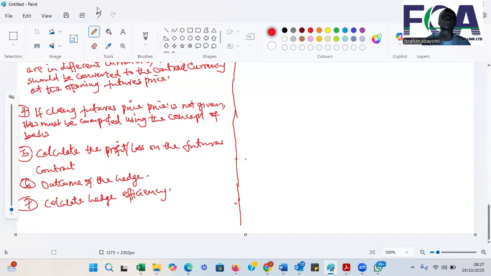In the next video, I'm going to explain how to calculate the closing futures price using the concept of basis. I'm also going to explain how to calculate what we call the lock-in rate, the lock-in exchange rate, for the purpose of using currency futures contracts.